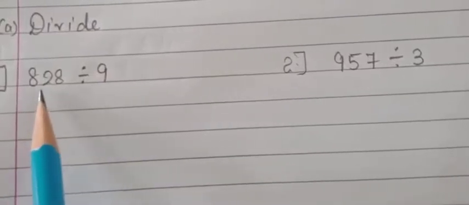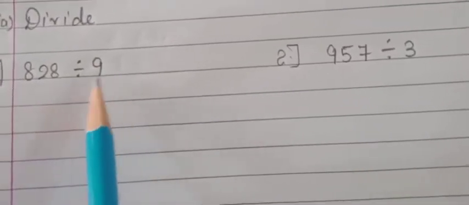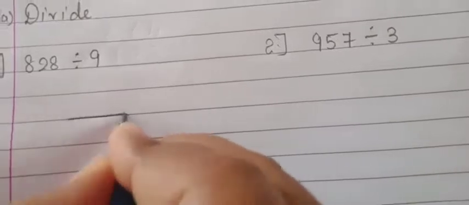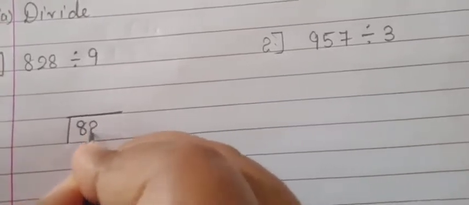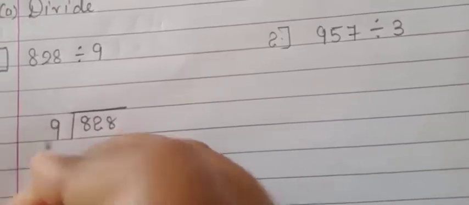Number 1, 828 divided by 9. So we have to divide. First inside we will write 828 divided by 9.